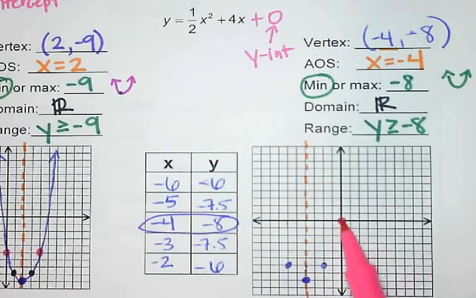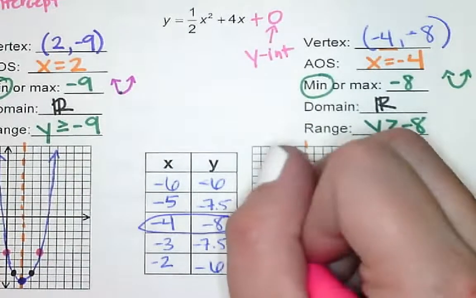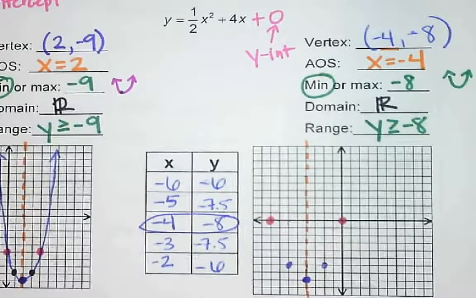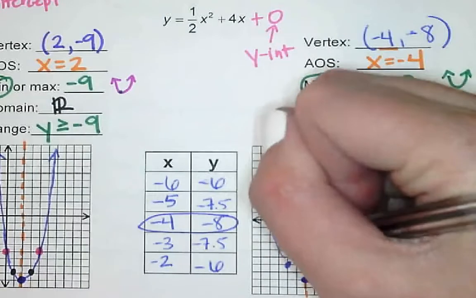Yeah, I'm going to go 1, 2, 3, 4. Excellent. I'm going to reflect it across my axis of symmetry. Now that I have those 5 points, I'm going to go ahead and graph it. How do y'all feel about that so far?